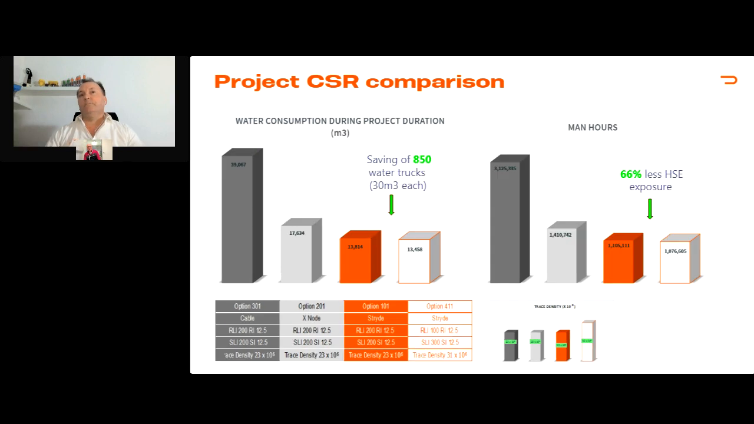And finally, man-hour on water consumption. On this program, about 1 year program recording, the Seismic company would save 850 water trucks if this project was remote in the desert, which is very significant for all of us who have been on Seismic crew, and would decrease their HSE exposure by about 66% compared to a cable crew. Those numbers are just phenomenal.